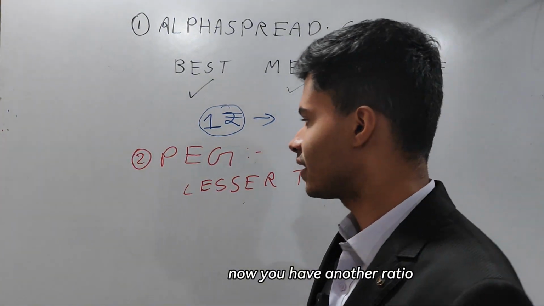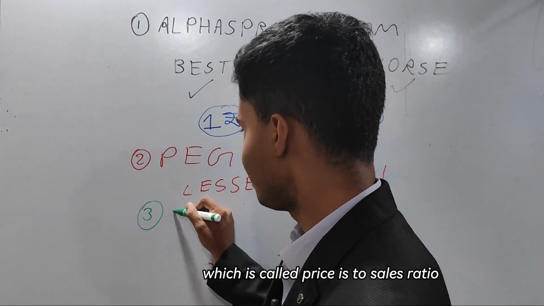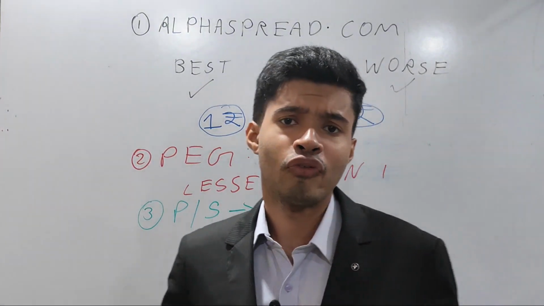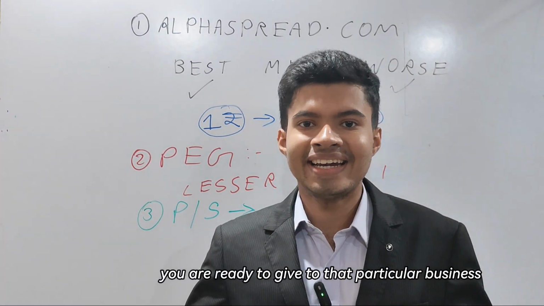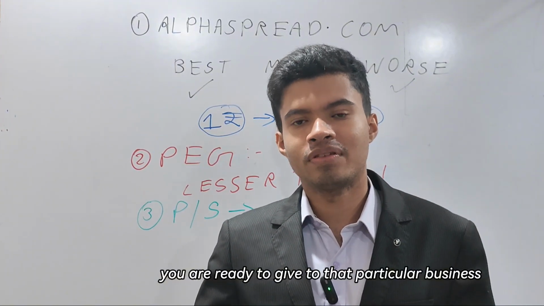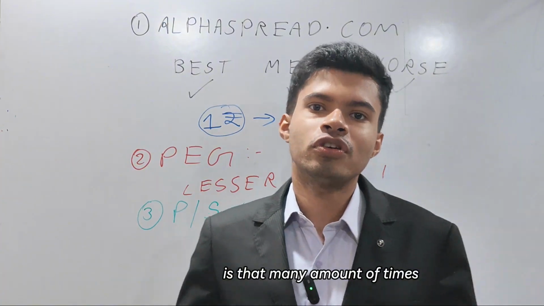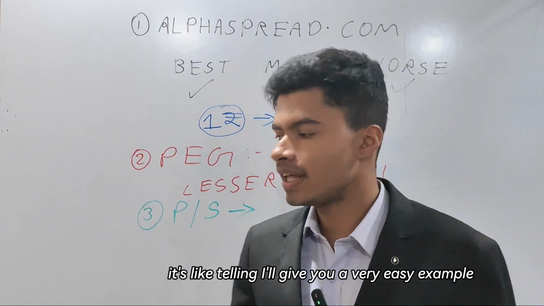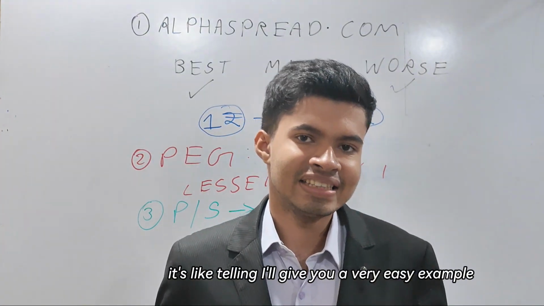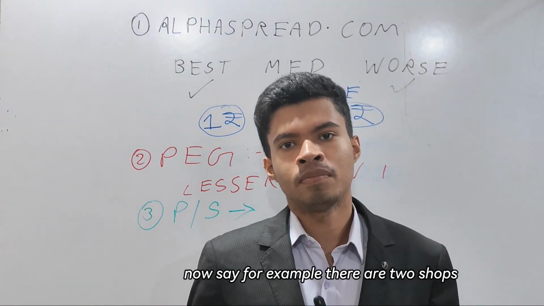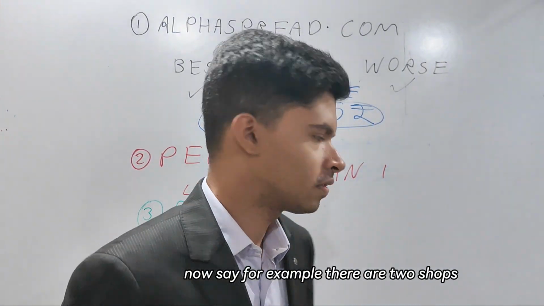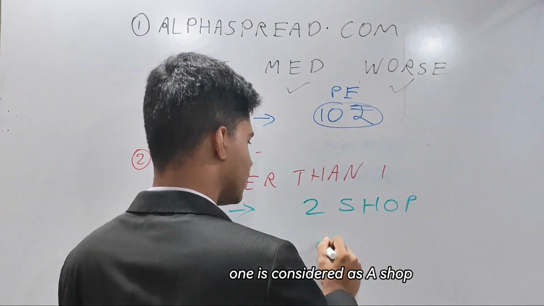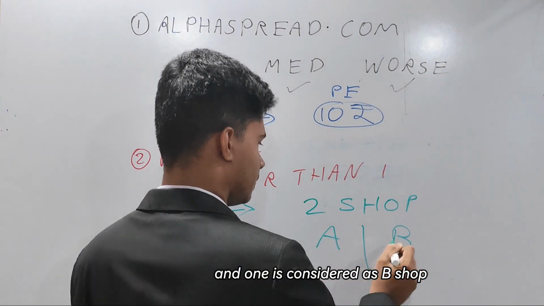Now you have another ratio which is called the price to sales ratio. Now what is this price to sales ratio? For every 1 rupee you are ready to give to that particular business, that many amount of times you are going to pay for its sales revenue. I'll give you a very easy example. Now say, for example, there are two shops, one is considered as A shop and one is considered as B shop.